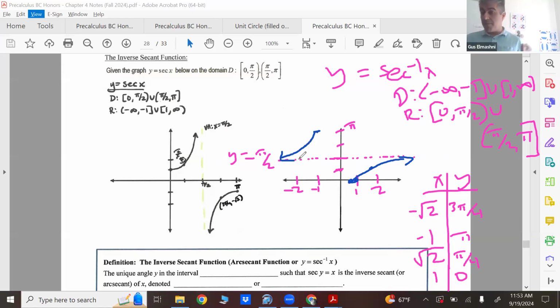So you see how pi over 2 is left out of the range, as it should. It goes from 0 to pi, but pi over 2 is left out. The domain, 1 to infinity, for the right branch, left branch, negative infinity, negative 1. We're good. Okay, that's how that graph looks. That's inverse secant.